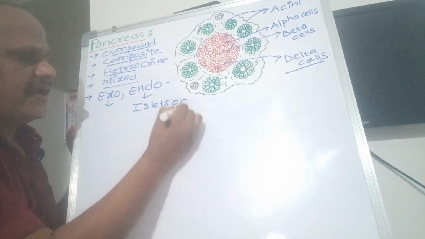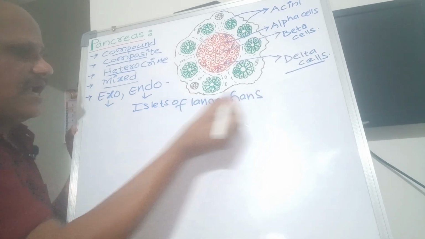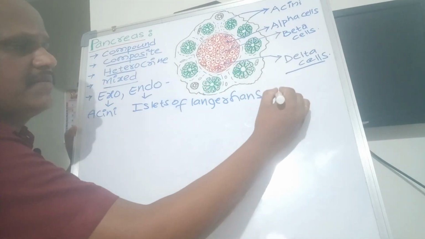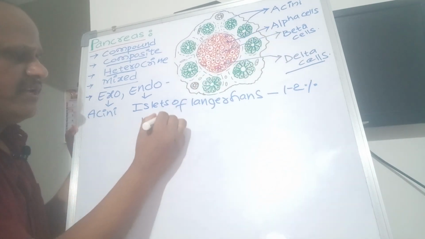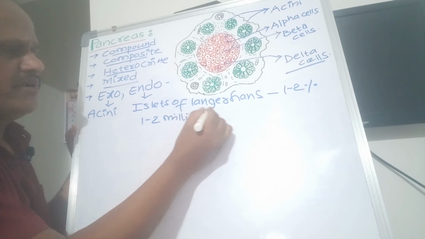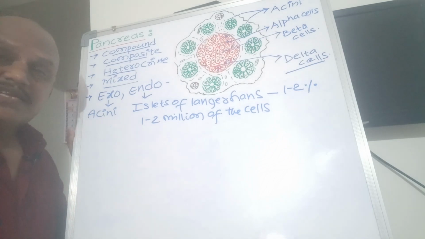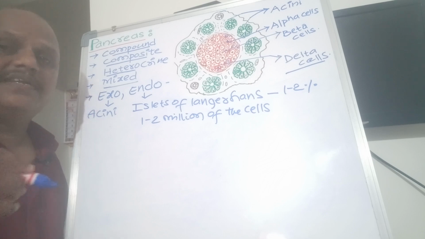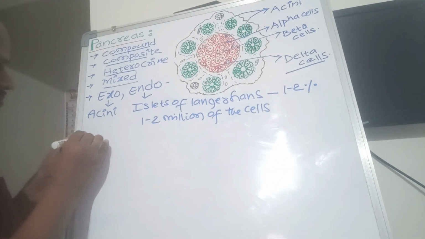The endocrine portion is known as the islets of Langerhans, and the exocrine portion is known as acini. The endocrine portion is about 1 to 2 percent, and it has 1 to 2 million cells. Generally, the pancreas is situated posterior to the stomach in the abdominal cavity, and it is an elongated organ.